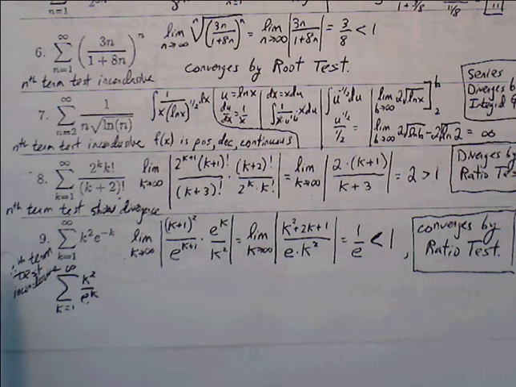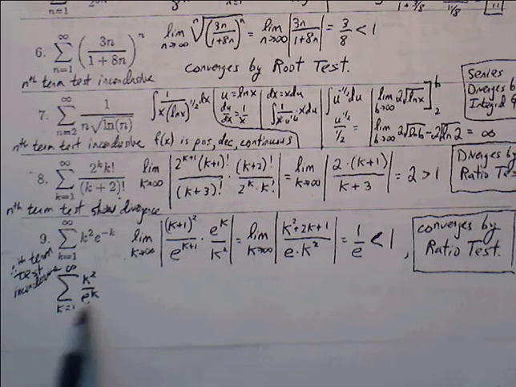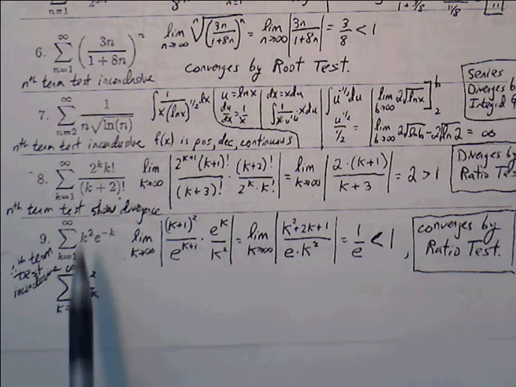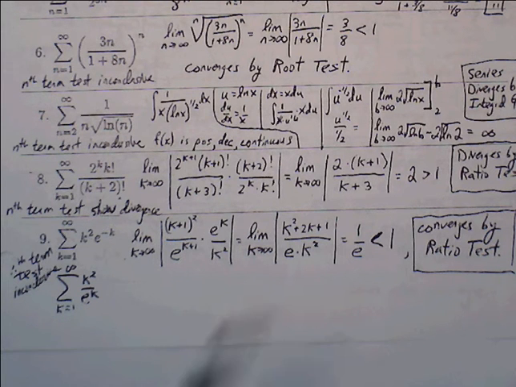Number 9, k squared over e to the negative k. That's the same thing as k squared times e to the k. E to the k is growing at a faster rate than k squared, so the nth term test will be inconclusive since this sequence will go to 0. So in this form, when we see factorial or exponential functions, usually the ratio test is the best fit.